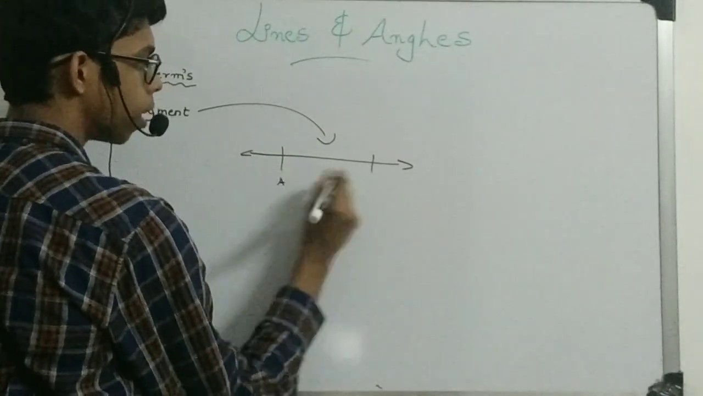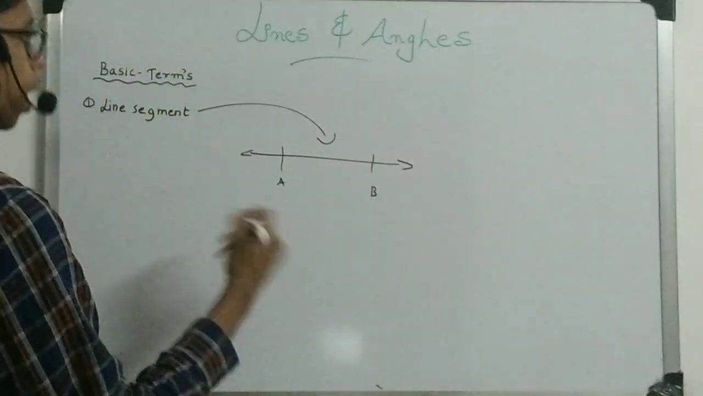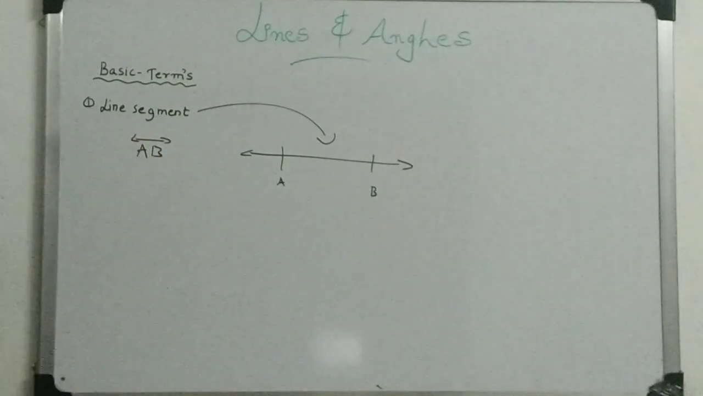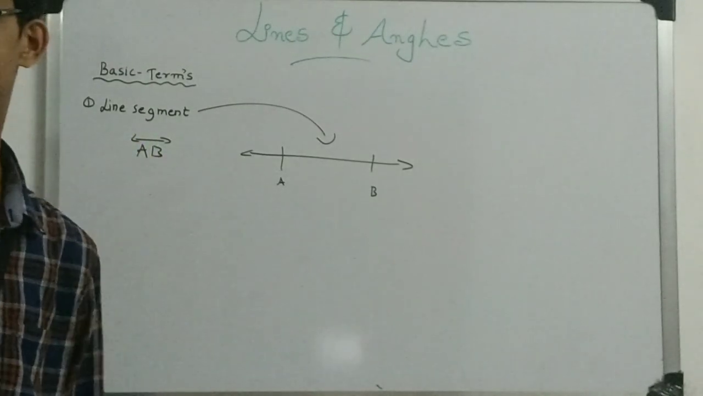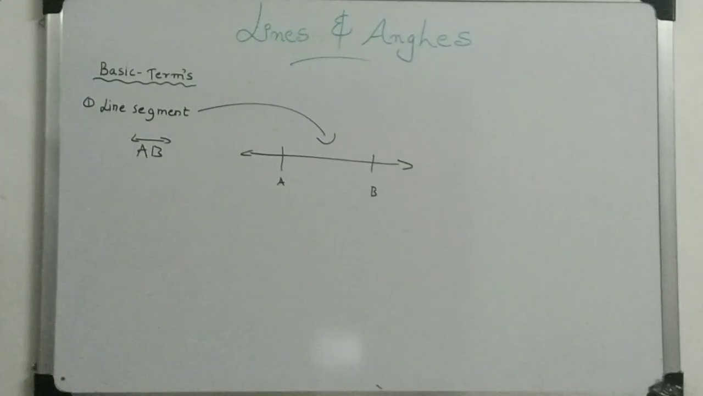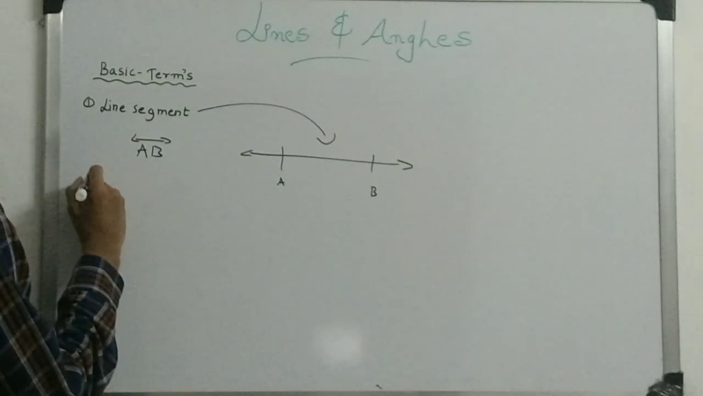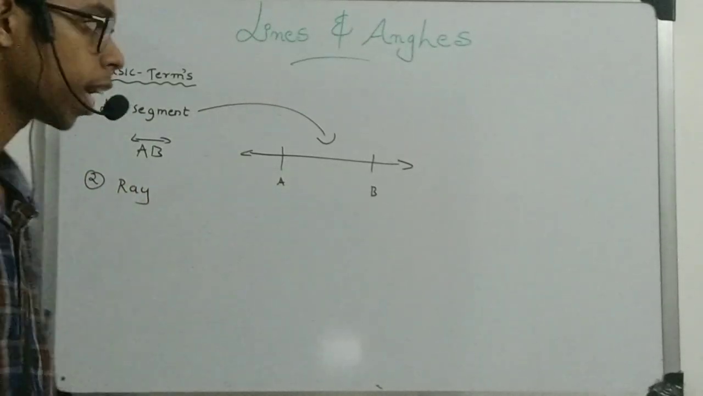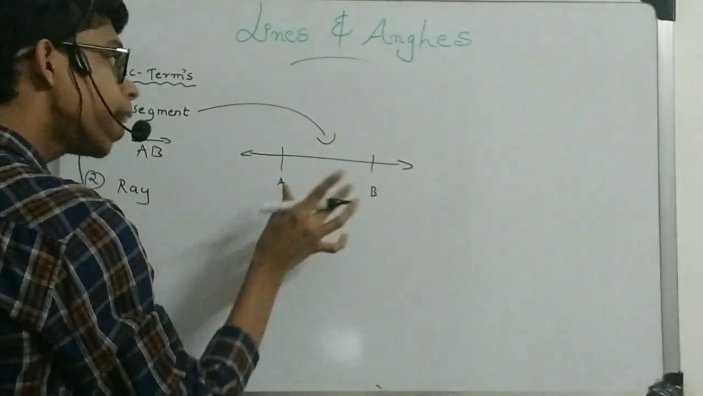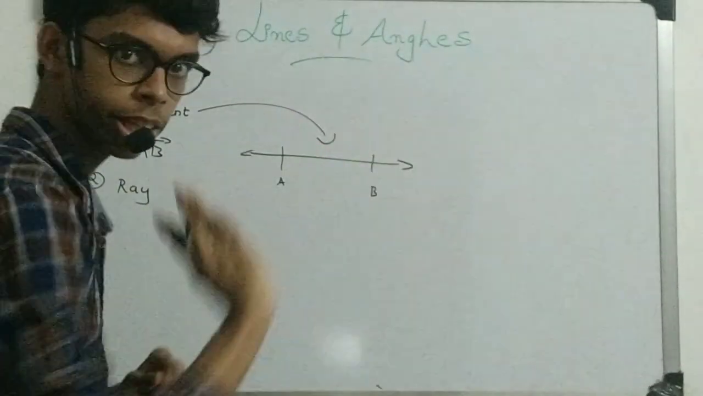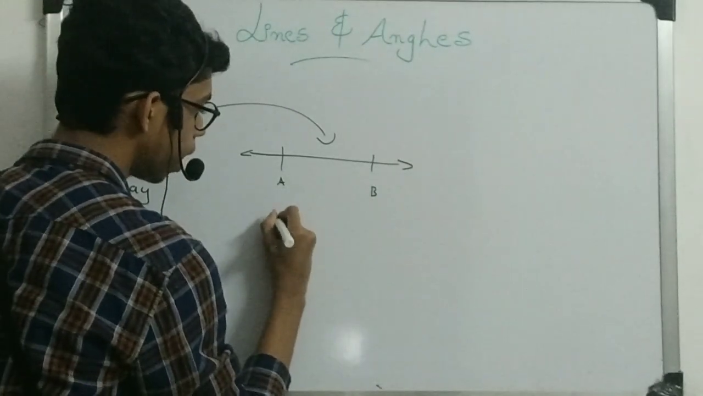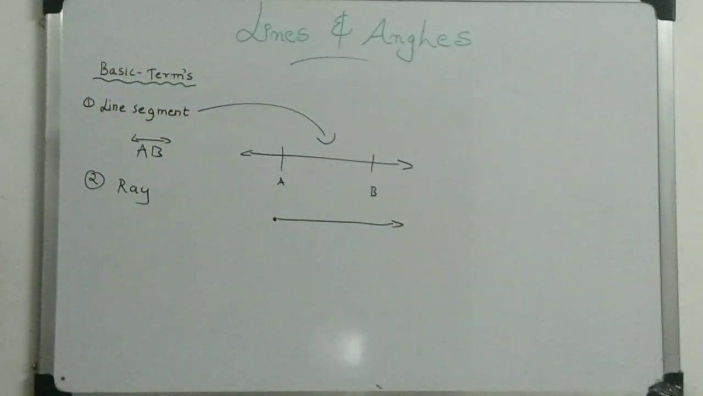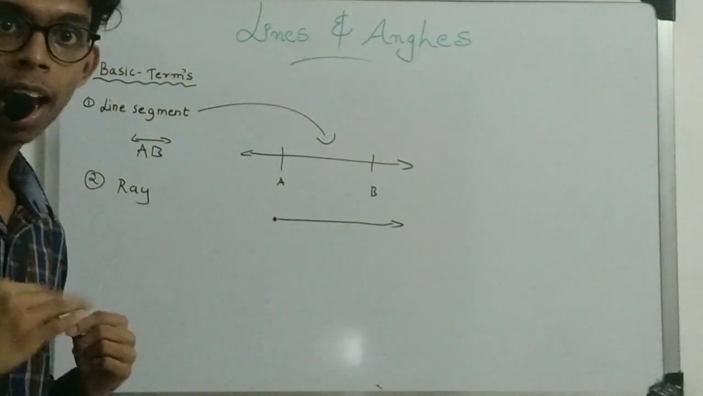If I name this line segment AB, then I will represent my line segment like this. I will put an arrow mark over it. This is the way in which I represent the line segment. Our next term to learn is ray. What do you mean by a ray? When I talk about a line, I can extend it in any direction. But a ray starts from a fixed point and extends onward. That is the difference between a line and a ray.